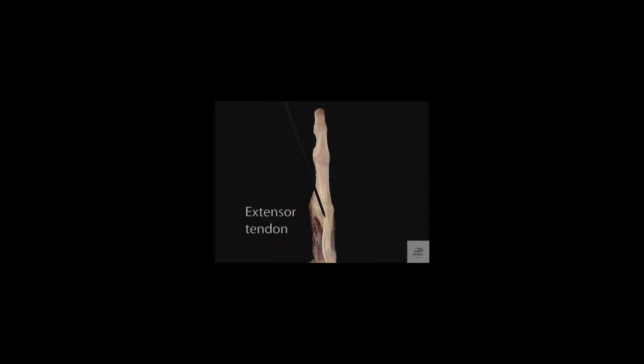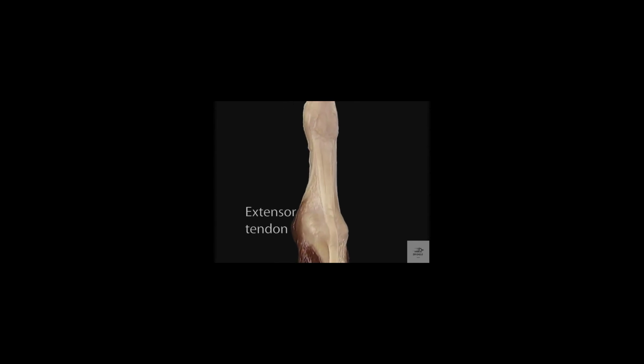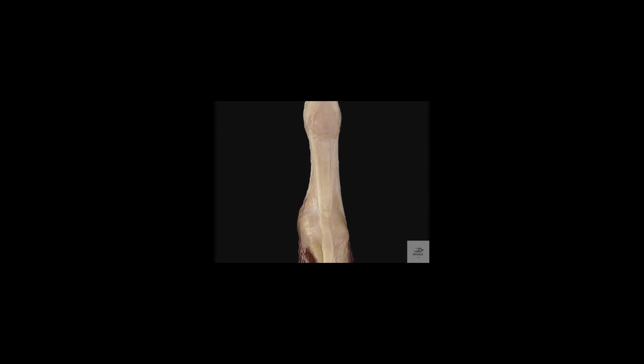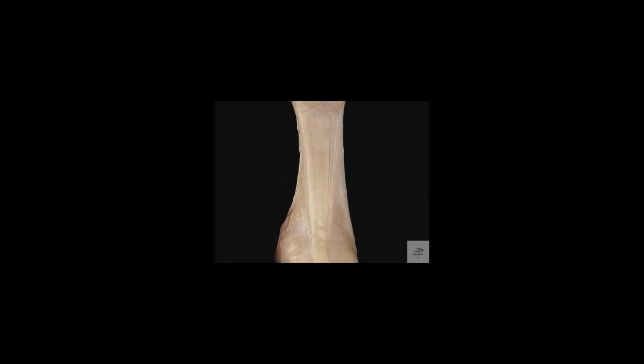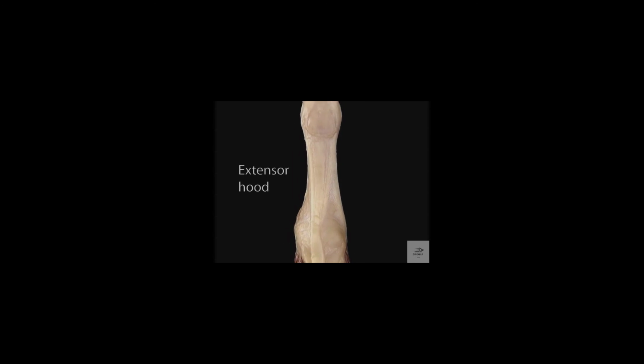Here's the extensor tendon approaching the back of the MP joint. Here, both on the radial side and on the ulnar side, is the tendon of one of the interosseous muscles. In addition, here, on the radial side only, is the tendon of a lumbrical muscle. On each side, a triangular sheet of tendinous tissue fans out and connects the extensor tendon to the interosseous tendon. This triangular sheet is called the extensor hood.